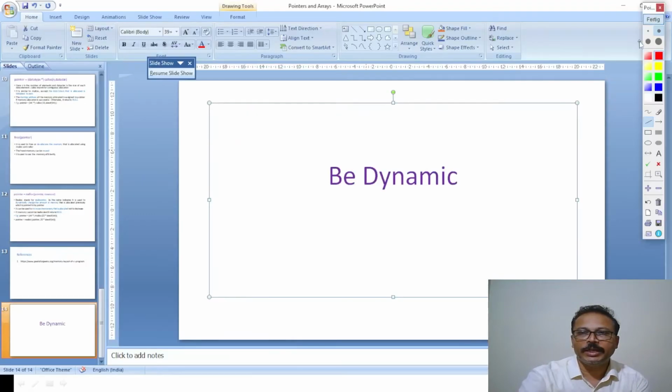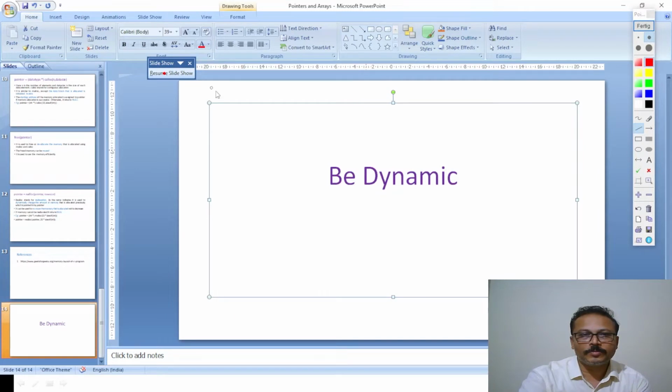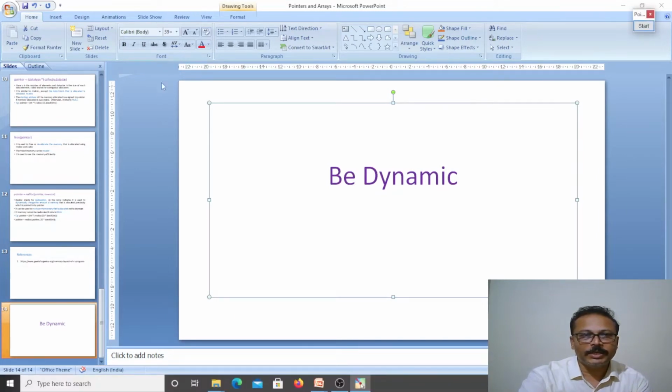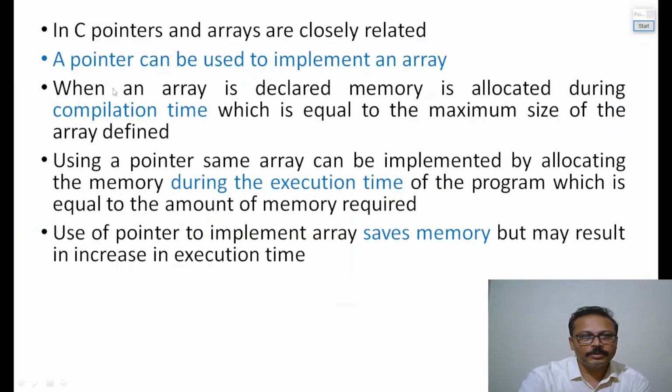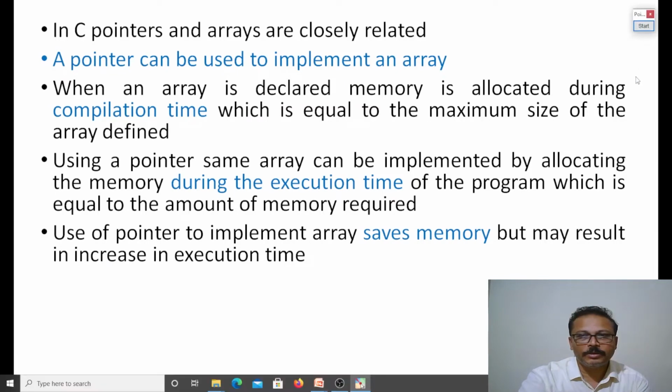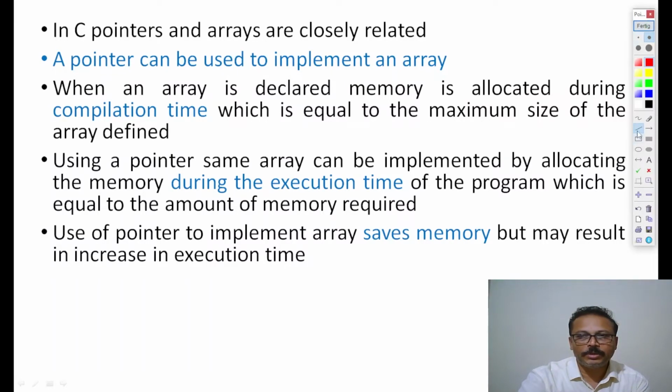When an array is declared, memory is allocated during compilation time. Memory is allocated during the compilation time. Using a pointer, the same array can be implemented by allocating the memory during execution time.